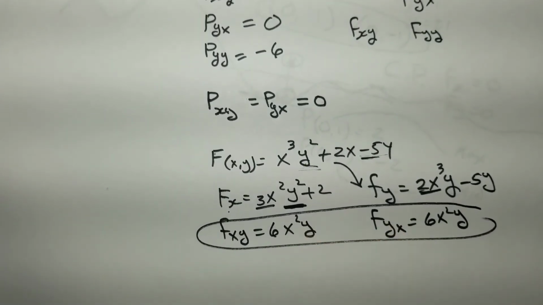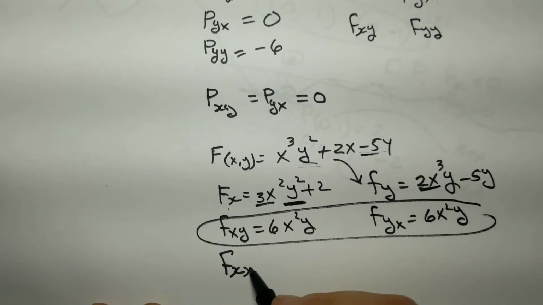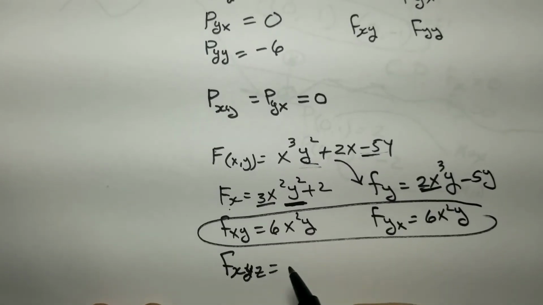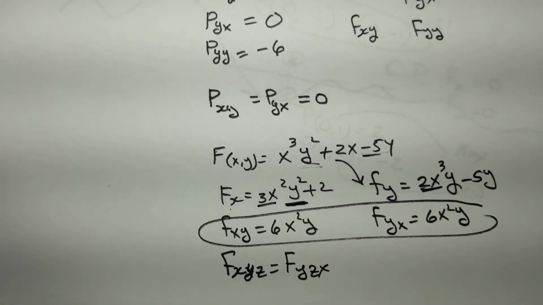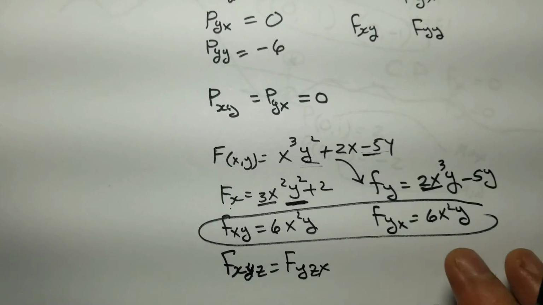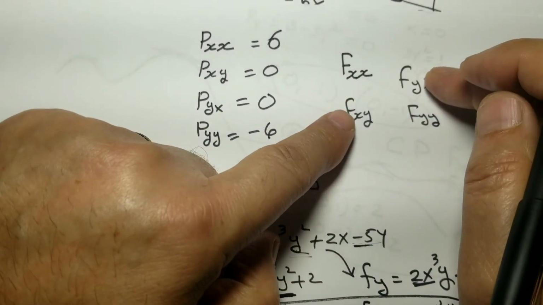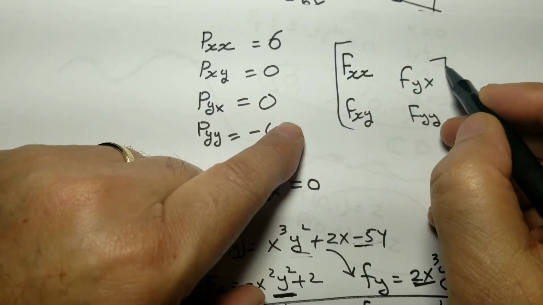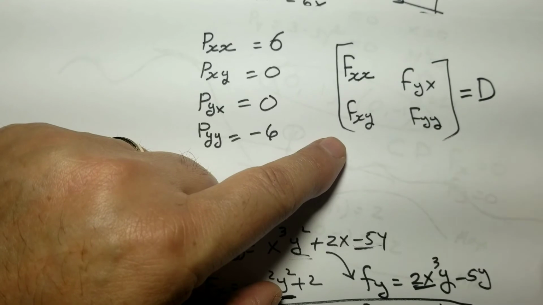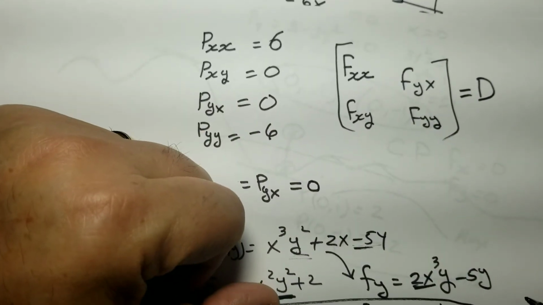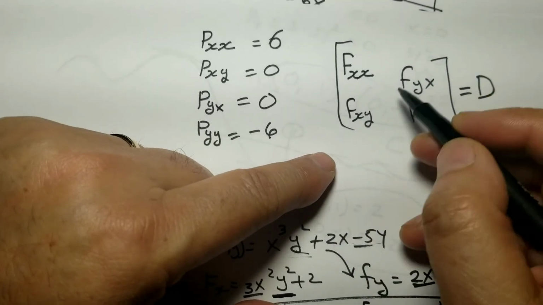When you mix them, if you have three variables, x, y, and z, f of x, y, z is the same as f of y, z, and x. Order doesn't matter. These are going to be the same. Therefore, I know these two are the same. Therefore, I'm going to write this as a matrix and call the determinant of that matrix D. Always you have to find the determinant. You have to remember that.